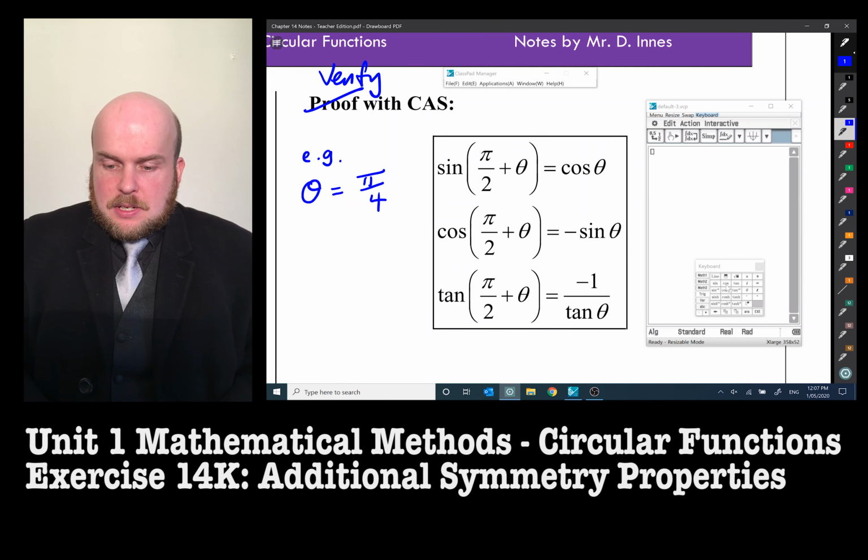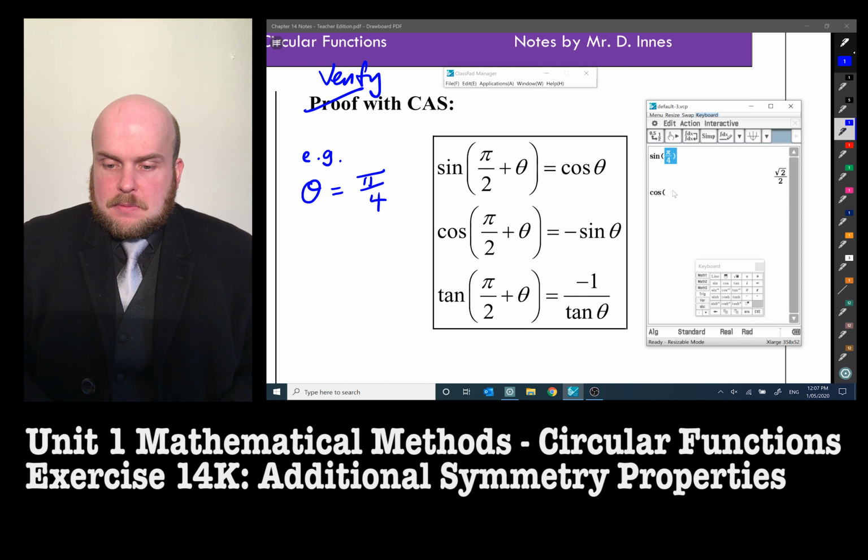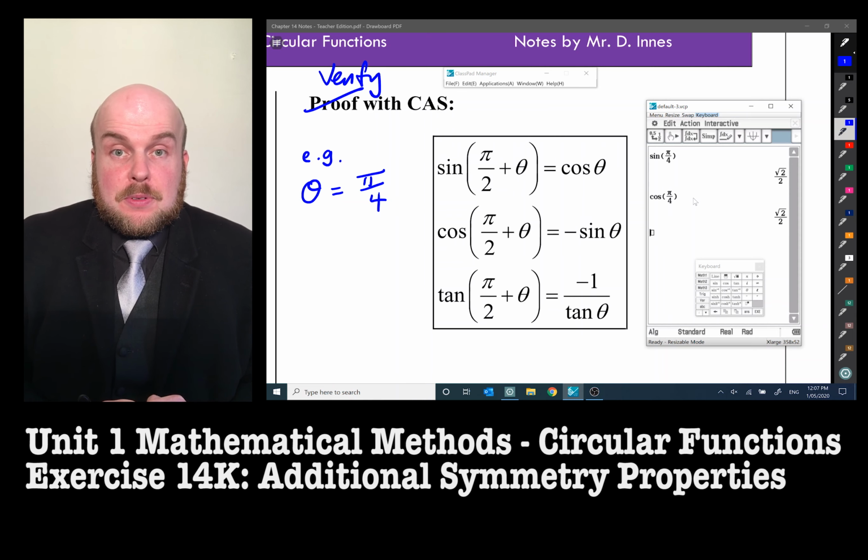So let's just, for our knowledge's sake, find out what sine of pi on 4 is. Hopefully we'll remember our exact values, but just in case we don't, sine pi on 4 is equal to root 2 on 2. And cos pi on 4, what would that be equal to? That is equal to root 2 on 2, because of course they are in that square, the triangle that has the height of 1 and the base of 1.